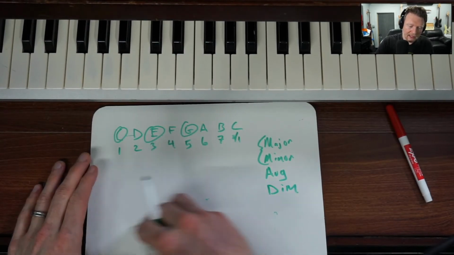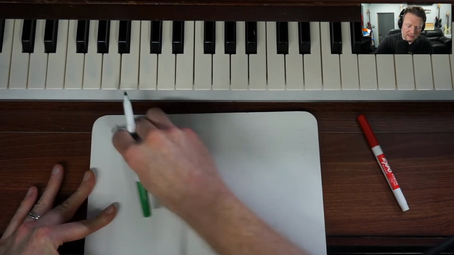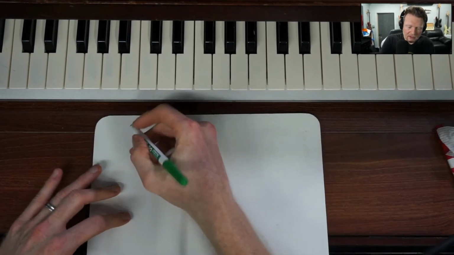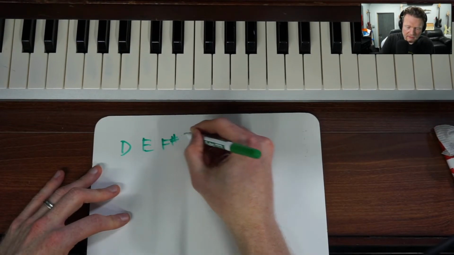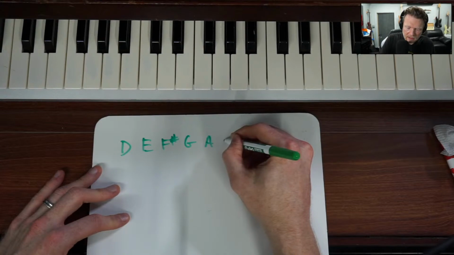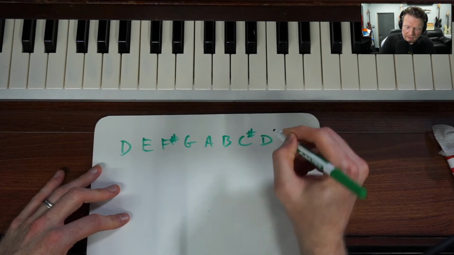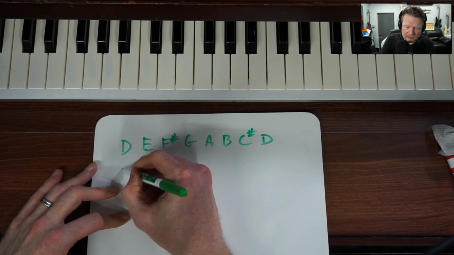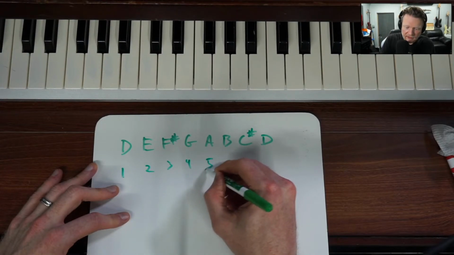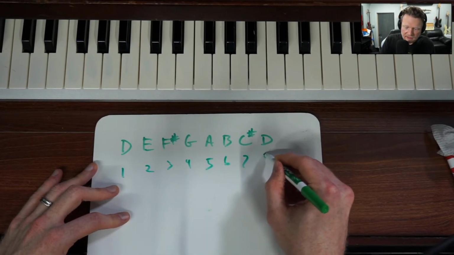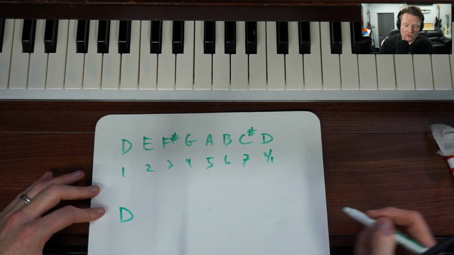So let's do that again, and we'll just pick another scale here. Let's just do D, E, and so on. If we attach our numbers to it, we have 1, 2, 3, 4, 5, 6, 7, and 8, which is 1 again. And so a D chord, just a D major chord.